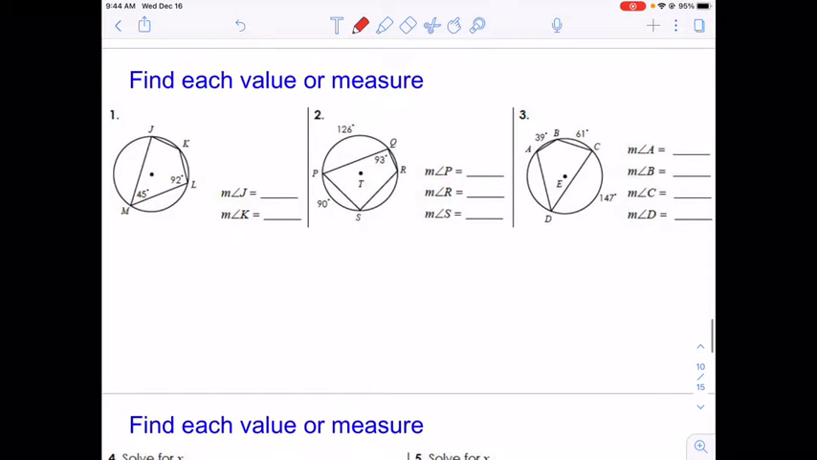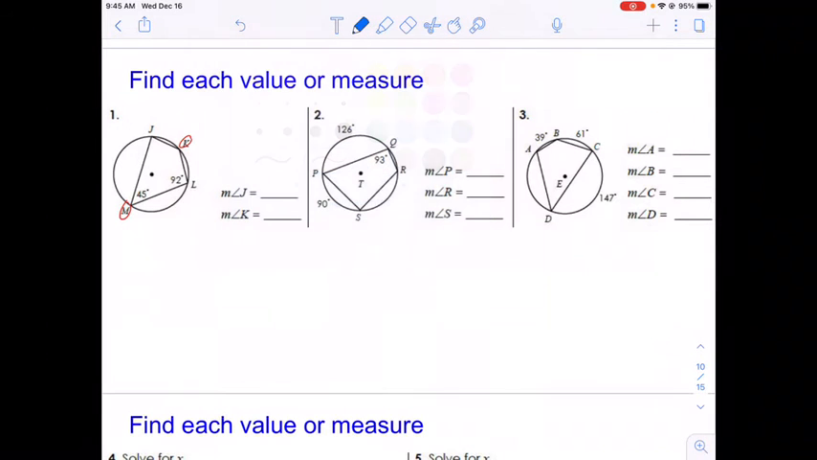So let's apply this rule, okay? We're looking for the measure of angle J and K. Well, start off pretty easy here, okay? If angle M is 45, the angle opposite is K. So these 2 go together, and then these 2 go together, J and L. So M and K, J and L.